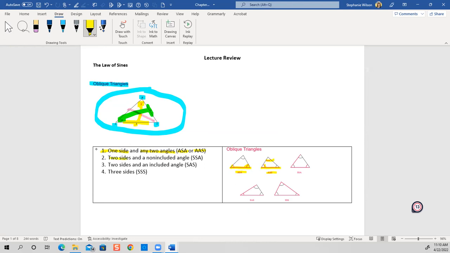The next one says if I have two sides and a non-included angle, we have an SSA. So here's our sides, and then here's that angle. The next one says we have two sides and an included angle, so we have SAS. Here's our side, our included angle, and our other side. And then the next one says we have three sides, which is SSS. Notice it didn't include any of the angles.